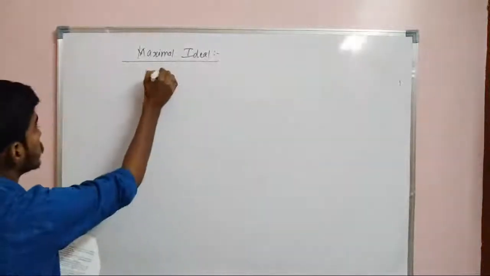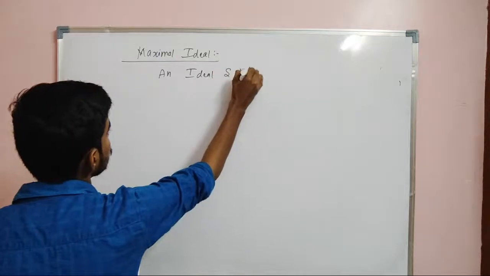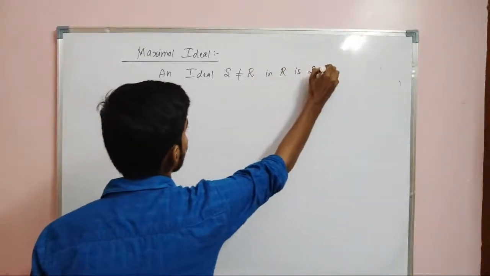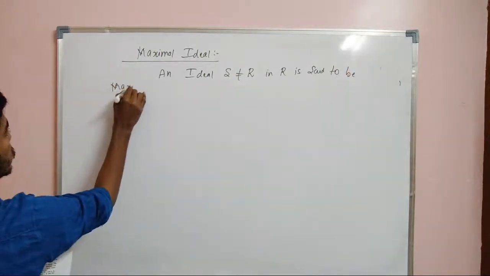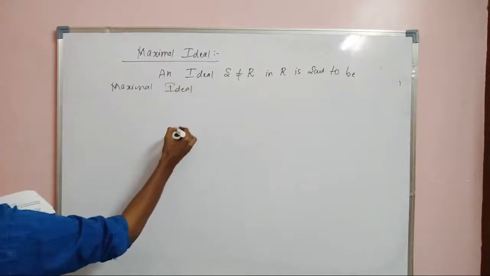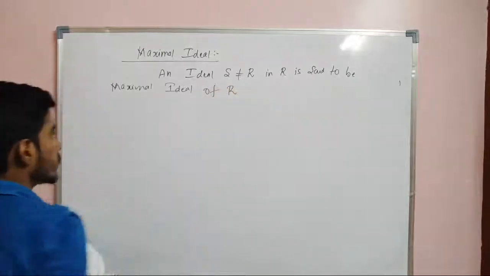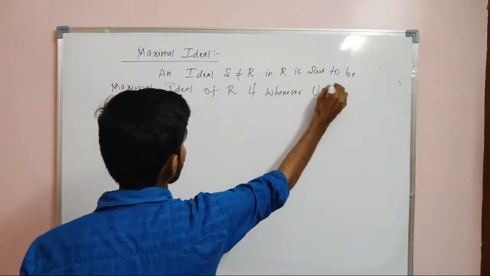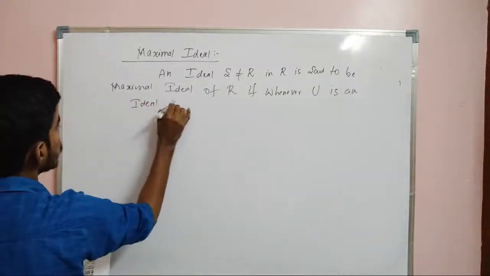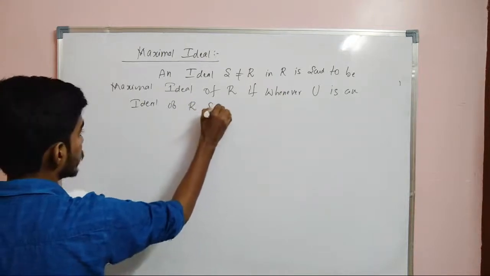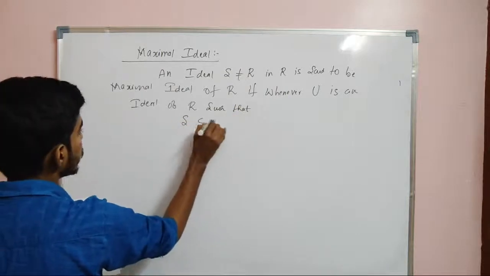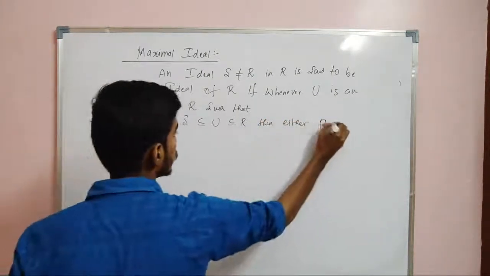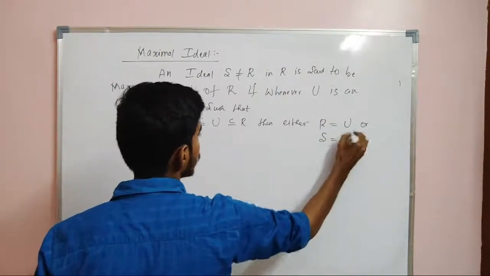An ideal S, not equal to R, is said to be a maximal ideal of R if whenever U is an ideal of R such that S is contained in U and U is contained in R, then either R has to be equal to U or S has to be equal to U, right?